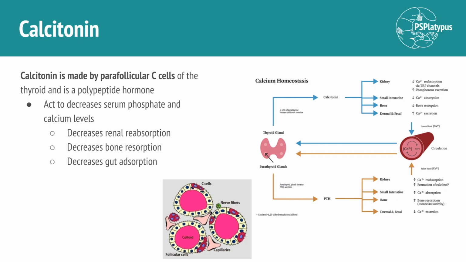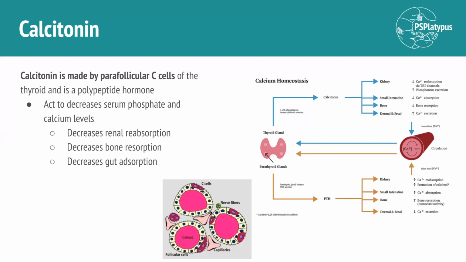Well, this is where calcitonin comes into play. Calcitonin is another peptide hormone and is made by the parafollicular C cells of the thyroid. As the name suggests, it is para, or next to or adjacent to, our follicular cells, which we know are the ones that produce our T3 and T4. And they are these little cells that produce this peptide.